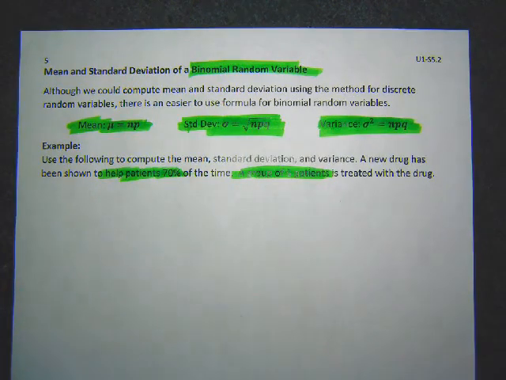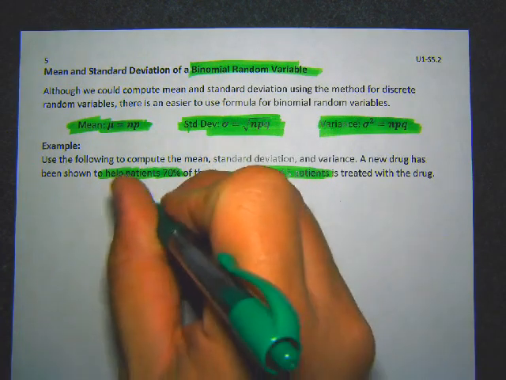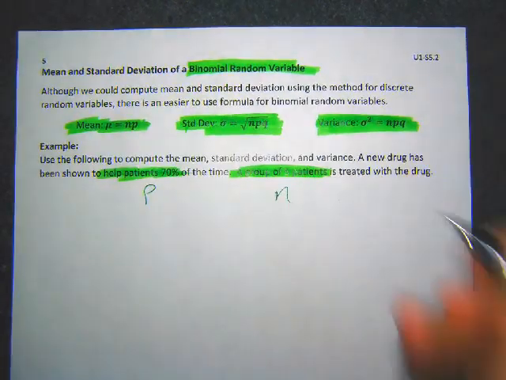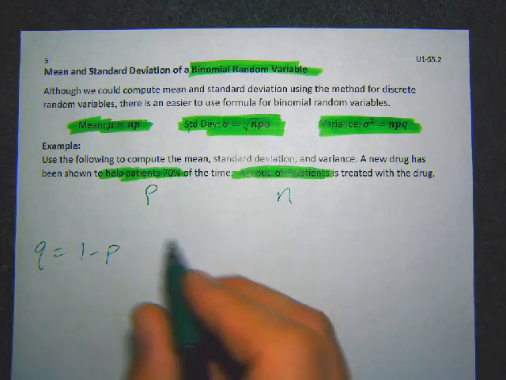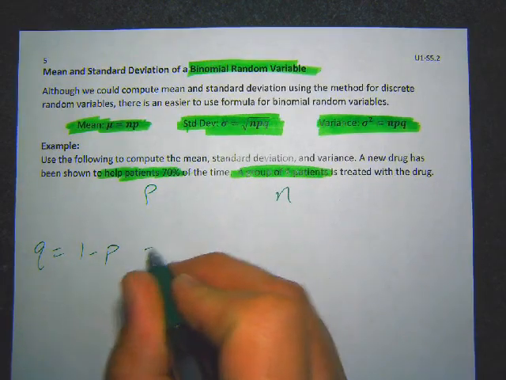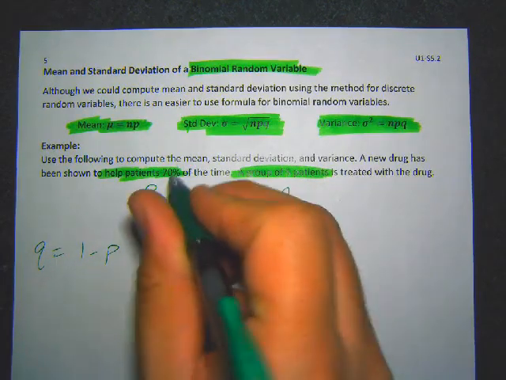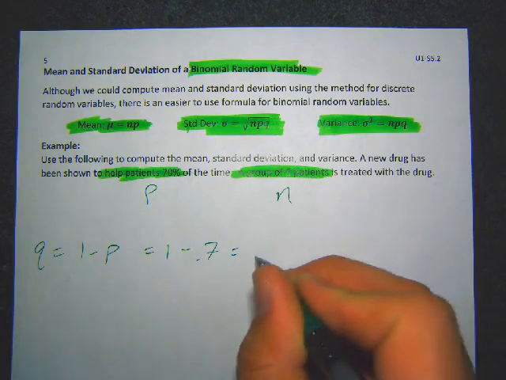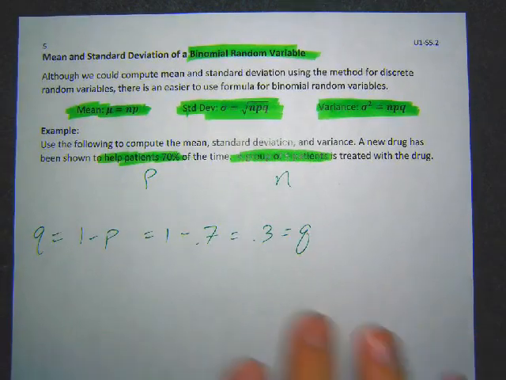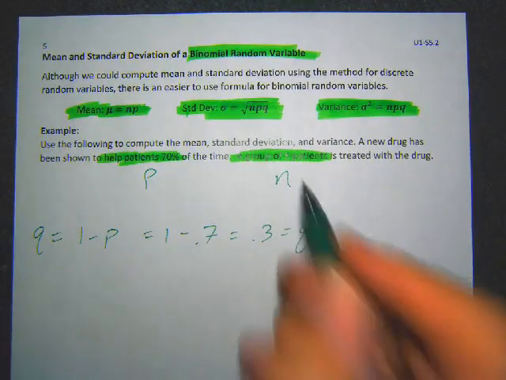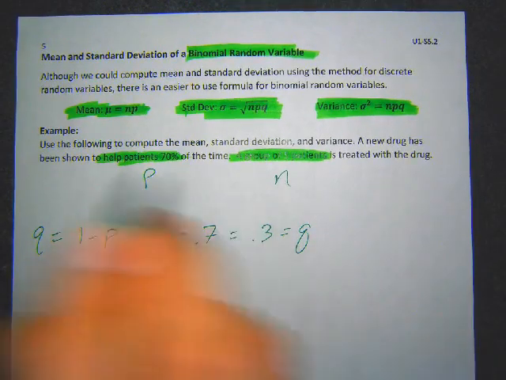So you see that in this case, they actually only give you p and n. Now remember q, you can always find q by just taking 1 minus p. So if I take 1 minus this 0.7 for 70%, it is 0.3, which is q. So now I have all the numbers I need. I know p is 0.7, n is 5, q is 0.3. Now I can find these things.